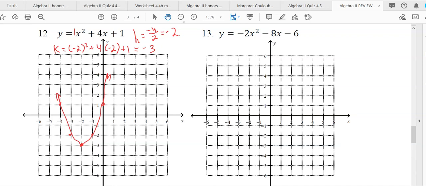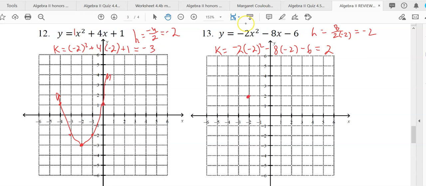Here, let's do the h equals opposite of b over 2a. So h equals the opposite of b, which is 8, over 2 times negative 2. So 8 over negative 4 is negative 2. That's about the same we got last time. So k is negative 2 times negative 2 squared minus 8 times negative 2 minus 6. So that's 4 times negative 2 is negative 8, plus 16 is positive 8, minus 6 is 2. So (negative 2, 2) is my vertex.